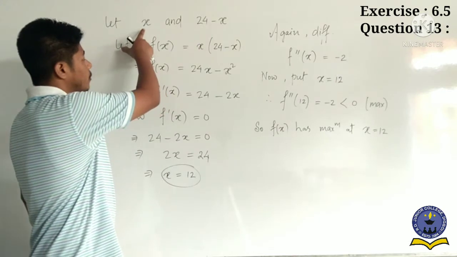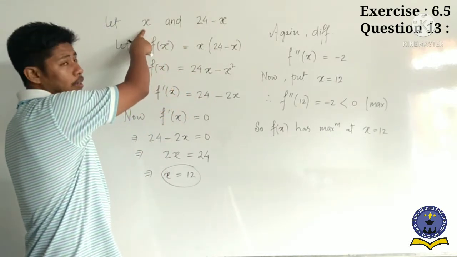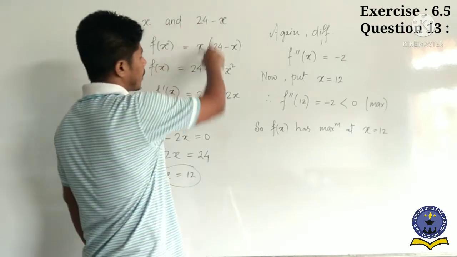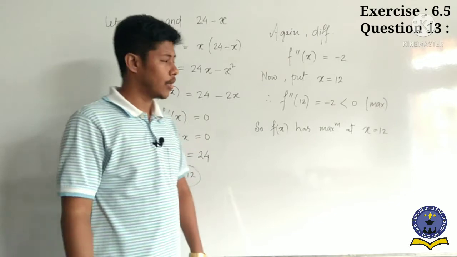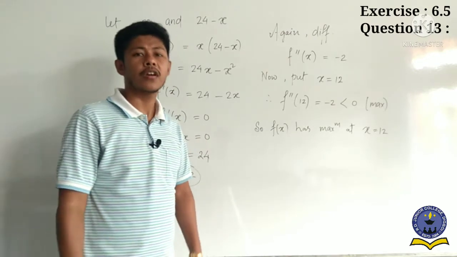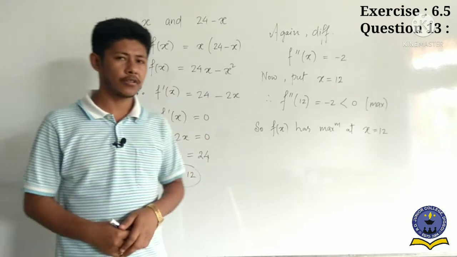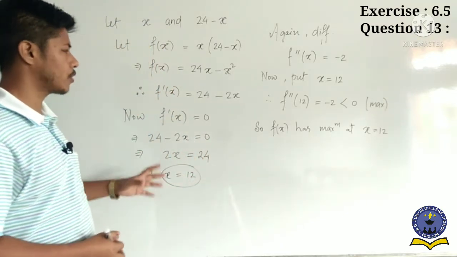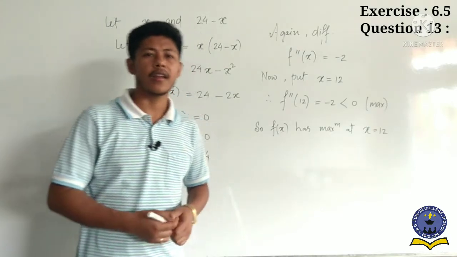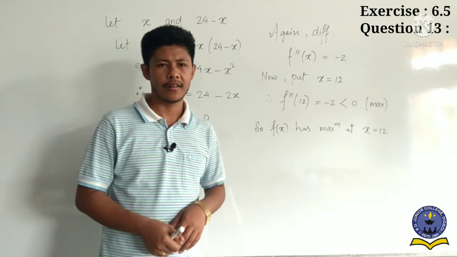Here we already considered x and 24 minus x. So if one is 12, in place of x, if you put 12, 24 minus 12 is again 12. So the numbers are 12 and 12. Is it clear? I hope all of you understood this one. Very simple question. Just according to our question we solve, and finally we get the numbers 12 and 12. Is it clear?